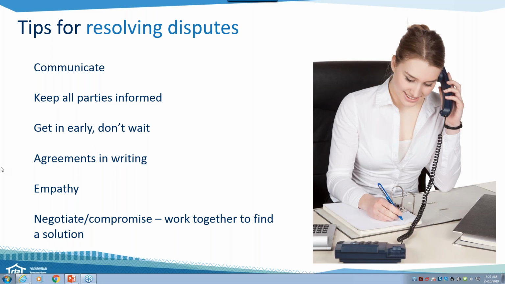So just going back to the presentation, again, that really good clear communication is critical with resolving disputes. So keeping all the parties informed, getting in early, so not waiting for something to escalate, so getting in first. If you are aware of a problem or a delay, get in early, talk and negotiate an outcome rather than waiting for it to become a bigger problem and in some cases costing more money.